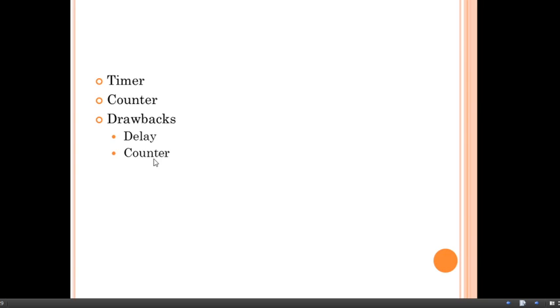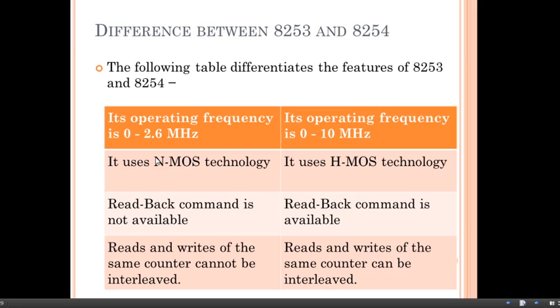So there are two timer ICs which are 8254 and 8253. These are the timer ICs. These have similar functioning except few differences. So the differences between 8253 and 8254, which are the programmable interval timer ICs: first one is 8253 and this one is 8254.